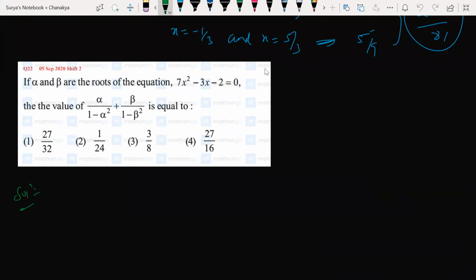Guys, this is also a simple question. Alpha and beta are the roots of this equation. Then the value of this is equal to dash.